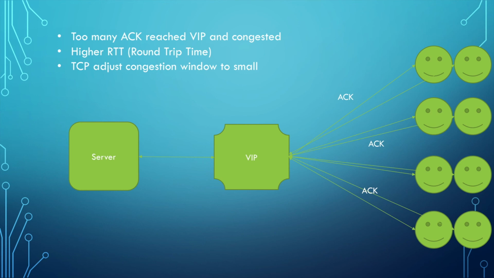For TCP, it will cause too many ACKs. When too many ACKs reach the VIP, it will cause congestion. Due to this reason, each packet will have a higher round-trip time. Because this RTT is high, TCP will adjust the congestion window to a very small one. This will cause the latency to increase.